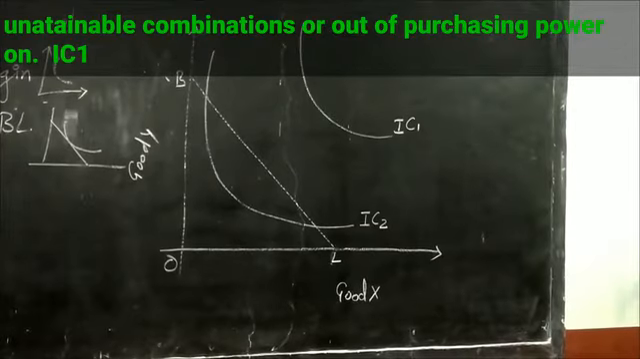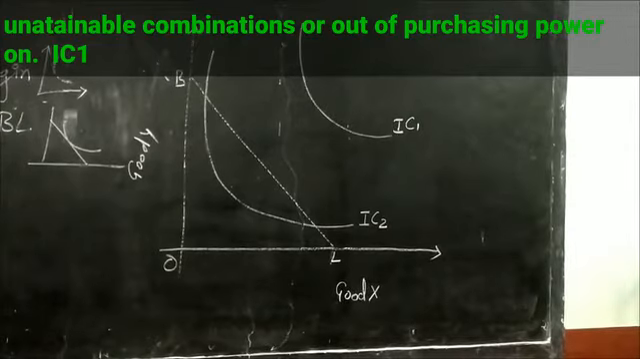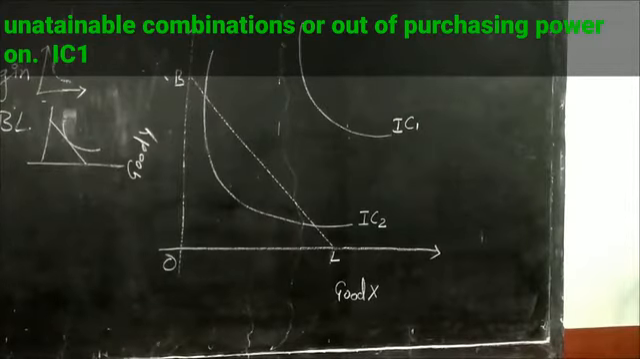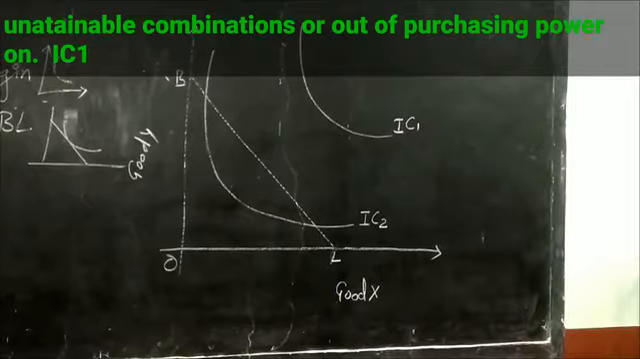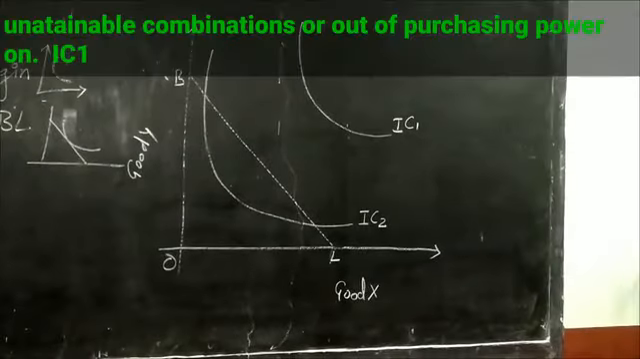Because only the first condition for equilibrium is fulfilled here, and the second and third are not. First condition is about convexity of the indifference curve. IC1 is convex to the origin but it is not tangent to the budget line. So all those combinations which are lying on IC1, the consumer can't purchase or afford. IC1's combinations are all beyond the purchasing power of the consumer.